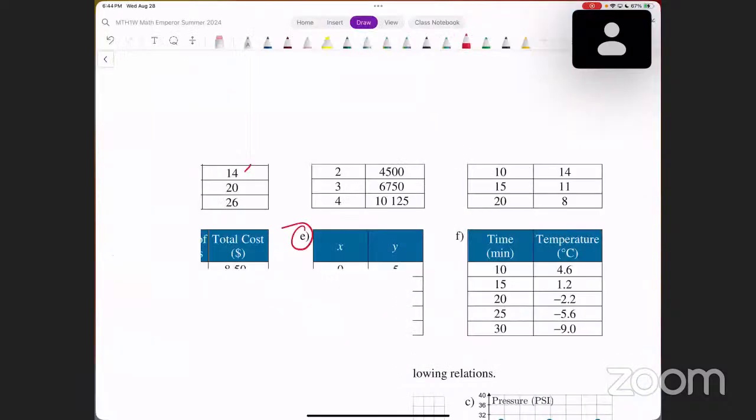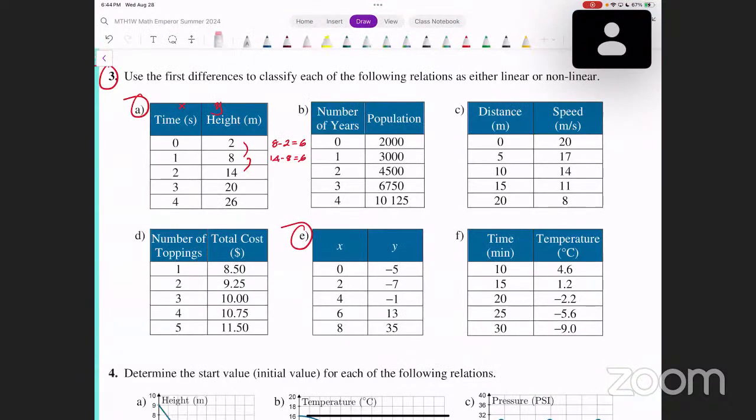So here we go. All right, so let's do that again. We need to find the difference between the adjacent values. So we're going to do 8 minus 2, which is 6. 14 minus 8, which is also 6. 20 minus 14, which is 6. 26 minus 20, which is 6. Do you see that? Okay, so that basically tells us the first difference is constant, so it's linear, isn't it? So they said use the first difference. The first differences are all equal, so we can say linear. Make sense? Oh yeah, I understand.